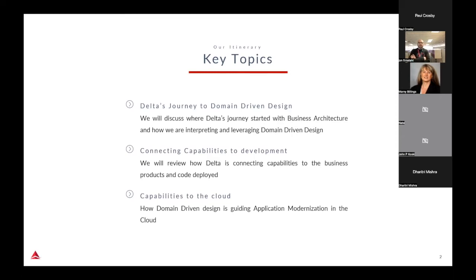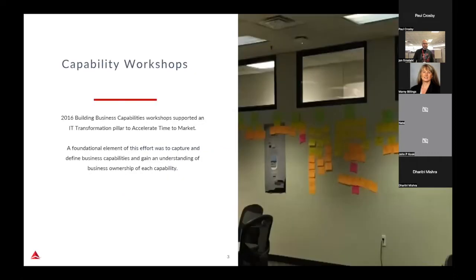Then we'll talk through how we're connecting those capabilities. How are we deploying our capabilities and look at how we're leveraging that for development. And finally, looking at how we're utilizing that in the cloud. So that's a little bit about what we're going to talk about today.